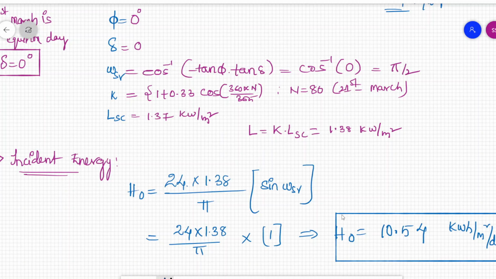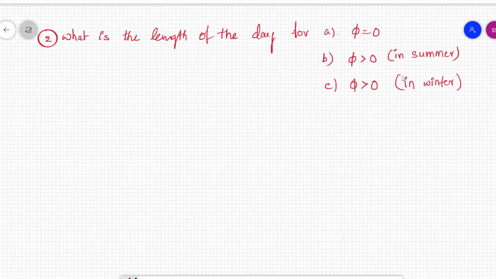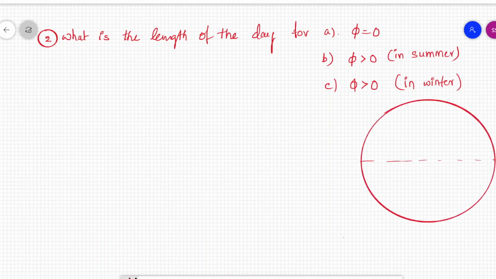now let us proceed. Now let us try to find the length of the day, right? So here is the second question. What is the length of the day for pi equal to 0, for pi greater than 0 in summer, and for pi greater than 0 in winter? So what does pi greater than 0 mean? Here this is Earth, this is the equatorial line. At the equatorial line pi equals 0, and our India will be somewhere around here. So here it is pi greater than 0.